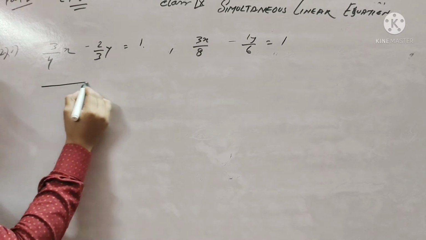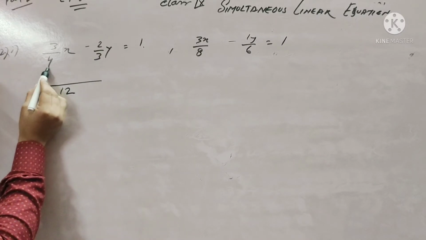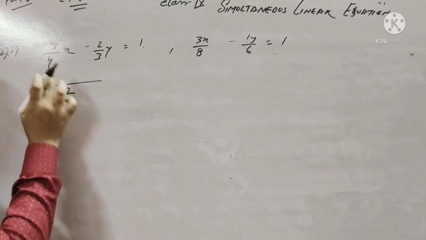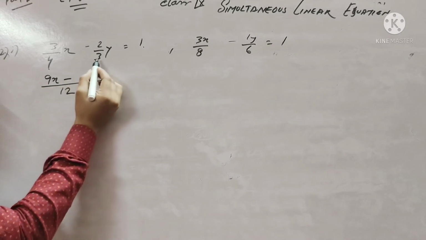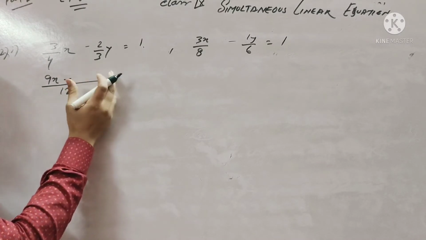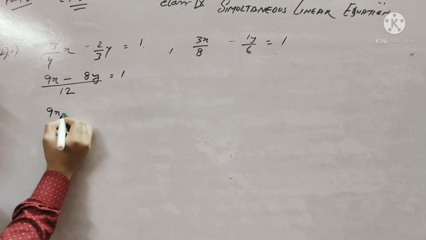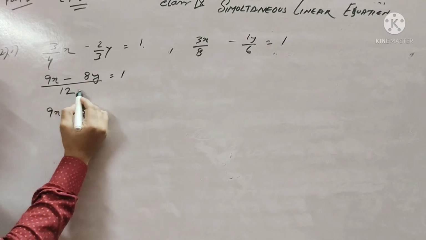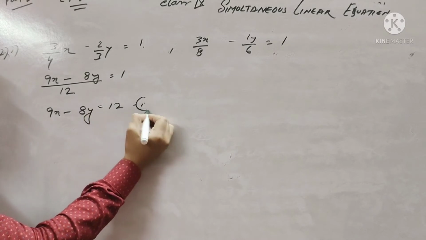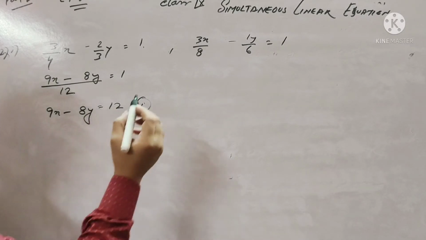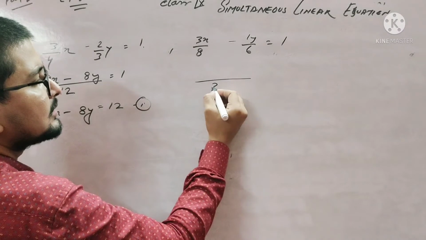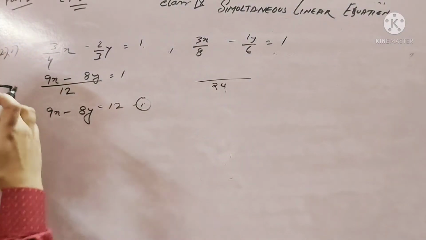Taking the LCM of 4 and 3, that is 12. So 12 divided by 4 is 3, and 3 3s are 9x, minus 12 divided by 3 is 4, and 4 2s are 8y, equals 1 times 12, which is 12. So the equation is 9x minus 8y equals 12. This is your equation 1.